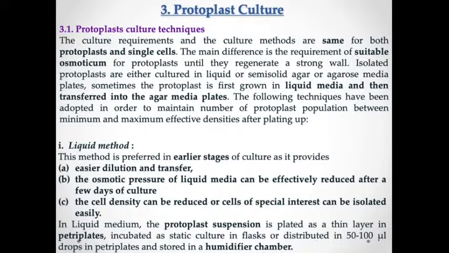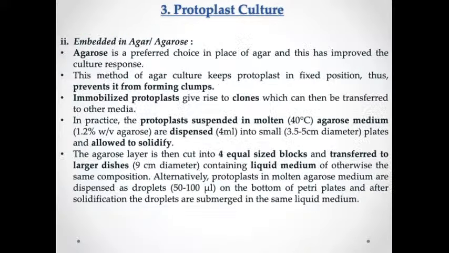This method is preferred in the earlier stages of culture as it provides easier dilution and transfer. The osmotic pressure of the liquid media can be effectively reduced after a few days of culture, the cell density can be reduced, or cells of special interest can be isolated easily. So all these things could be done with the help of the liquid method. In the liquid method, the protoplast suspension is plated as a thin layer in petri plates, and also stored in a humidified chamber at the end of it.